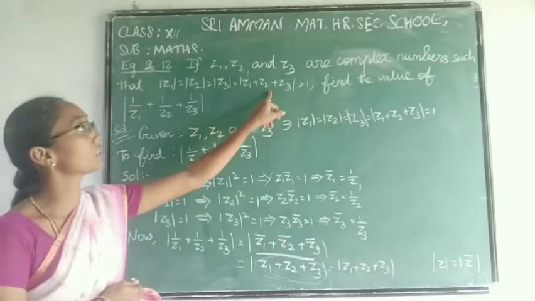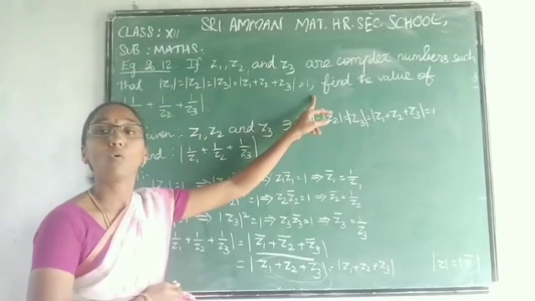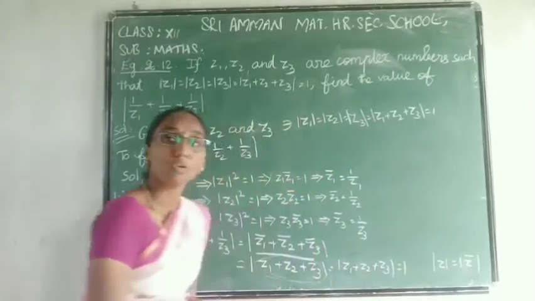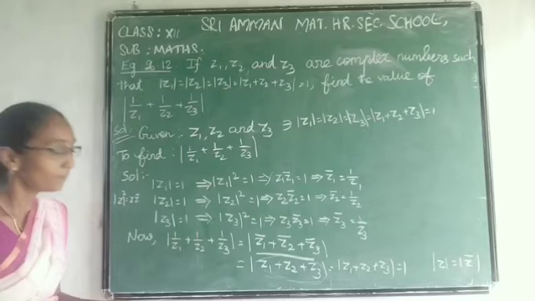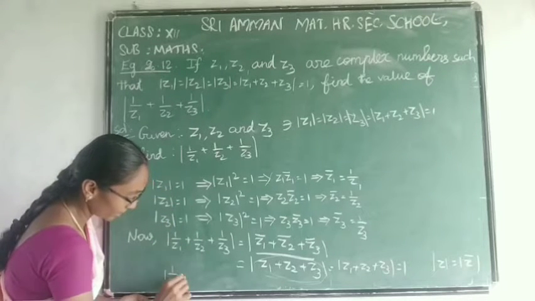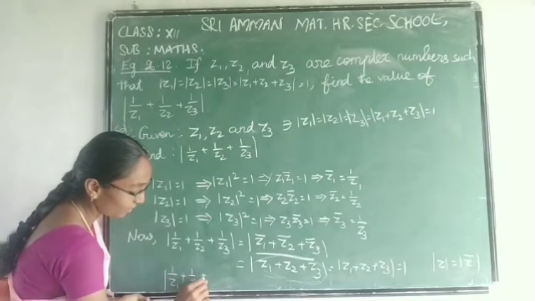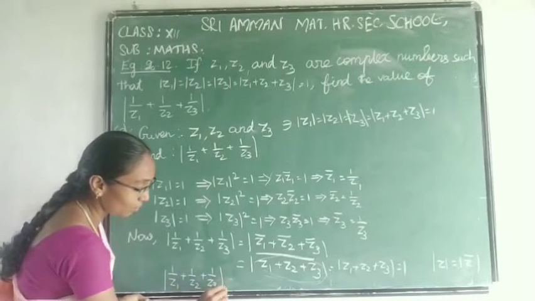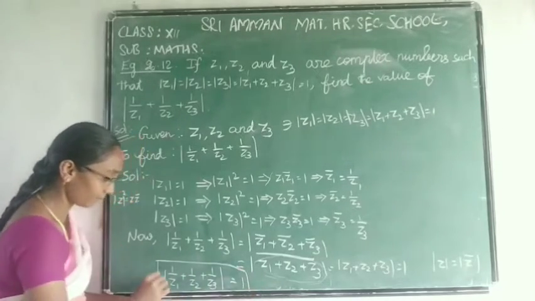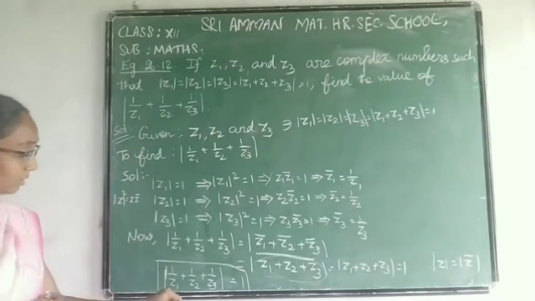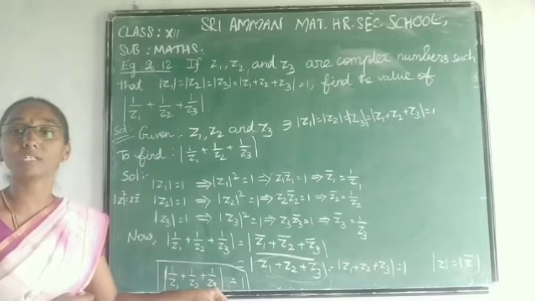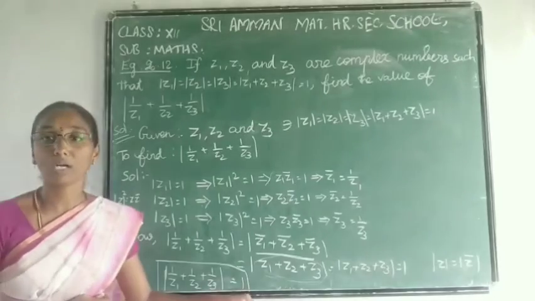Modulus of Z1 plus Z2 plus Z3 equals 1. So substitute the value equal to 1. So the final answer is: modulus of 1 by Z1 plus 1 by Z2 plus 1 by Z3 equals 1. This is the value of modulus of 1 by Z1 plus 1 by Z2 plus 1 by Z3 equal to 1.